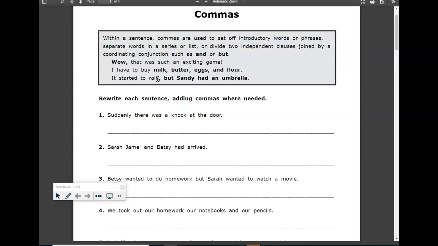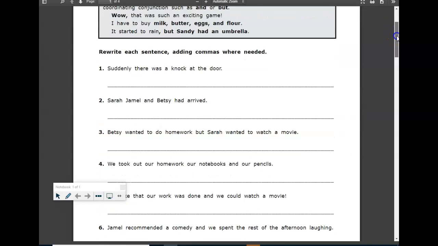If you'll also notice, I paused each time I was reading one of those sentences right where the comma would be. Wow, that was such an exciting game. Notice the pause in between wow and that? So here we go. We're going to go ahead and take a look at the first few of these.